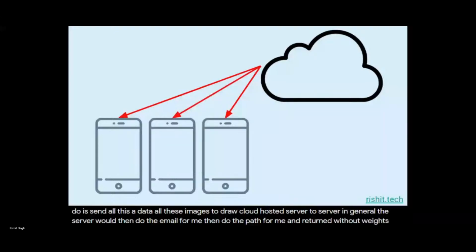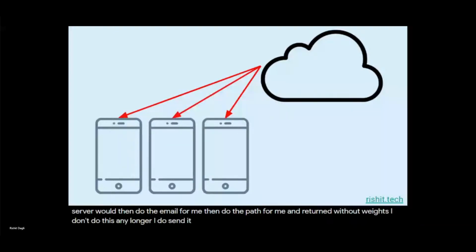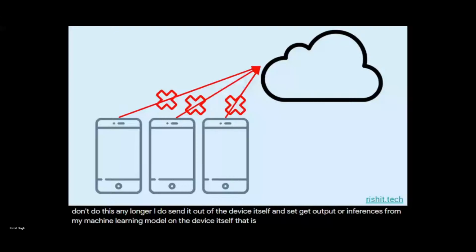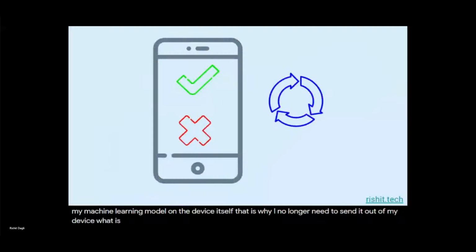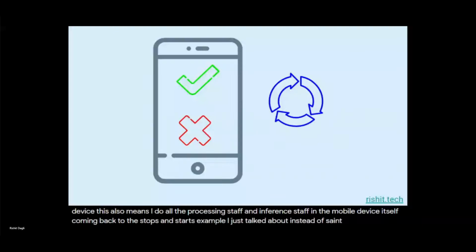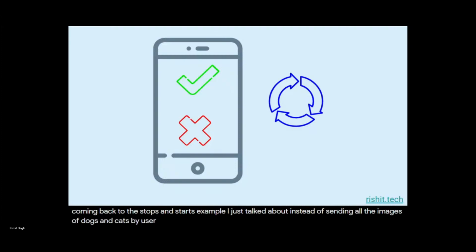So I don't do this any longer. I don't send data out of my device itself. I instead get outputs or inferences from my machine learning model on the device itself. As I said, I no longer need to send data out of my device. What this also means is I do all the processing and the inference in the mobile device itself. So coming back to the dogs and cats example I just talked about, instead of sending all the images of dogs and cats by your users to a cloud-hosted server, you instead do the inference part.